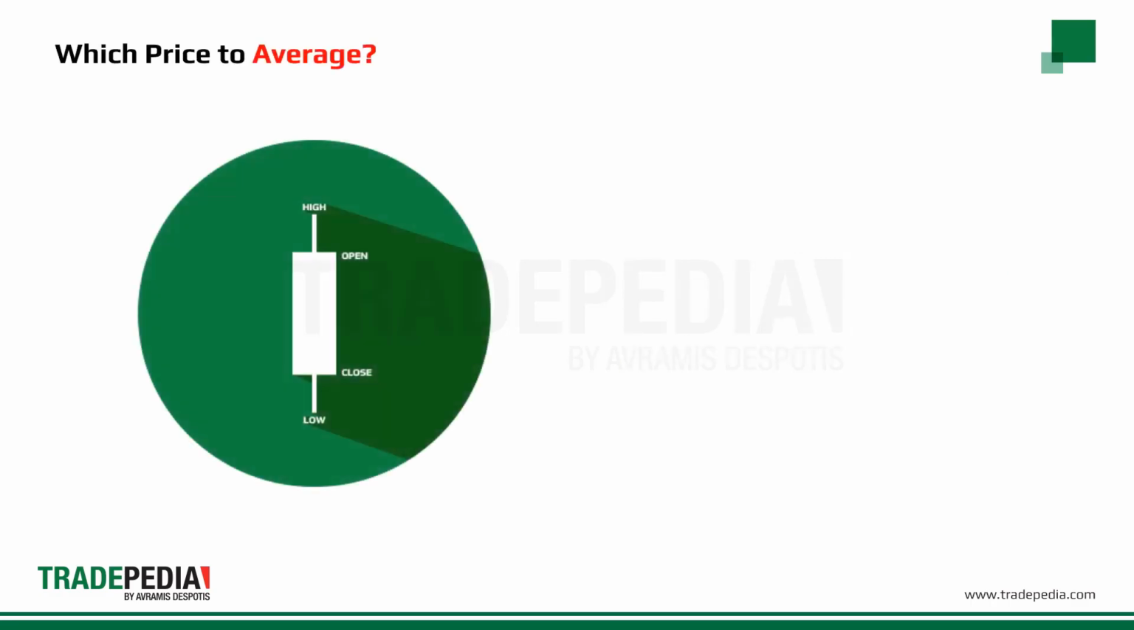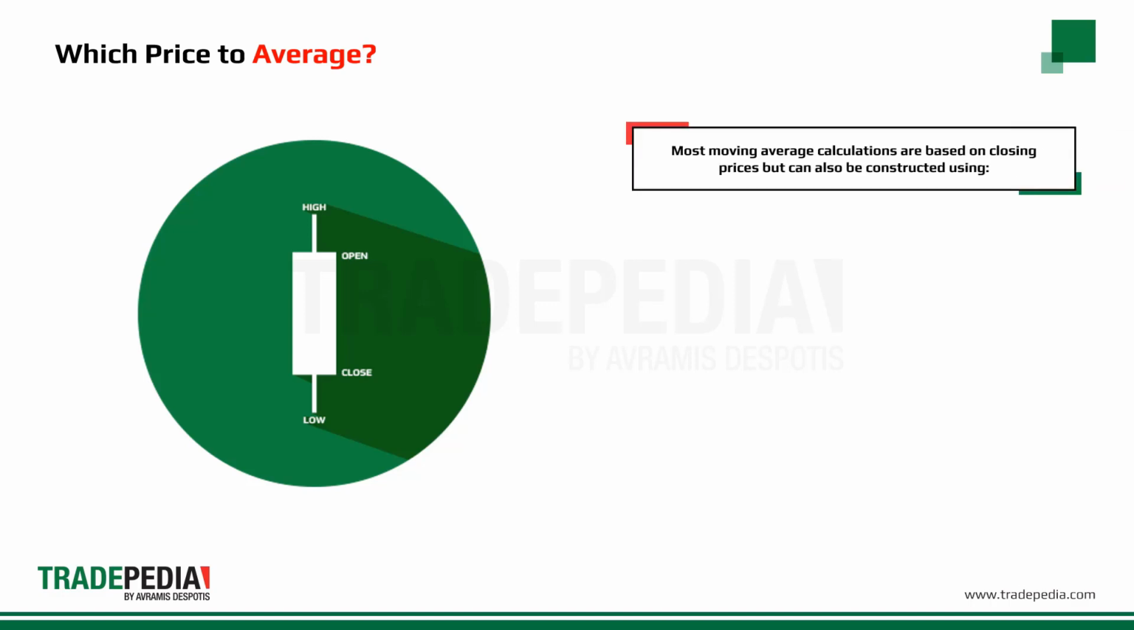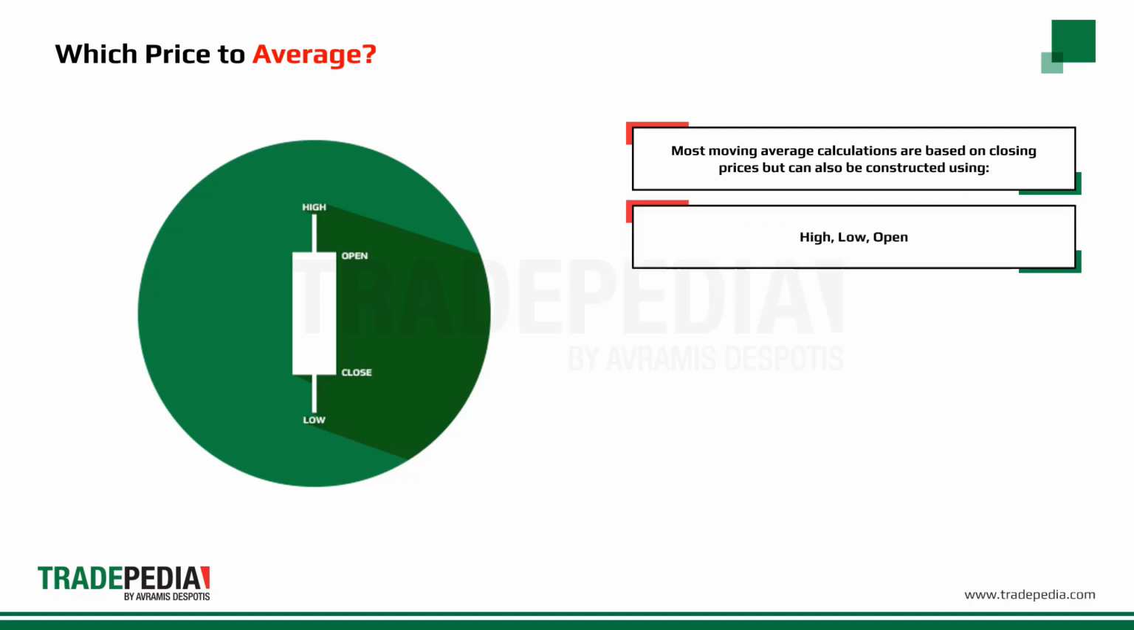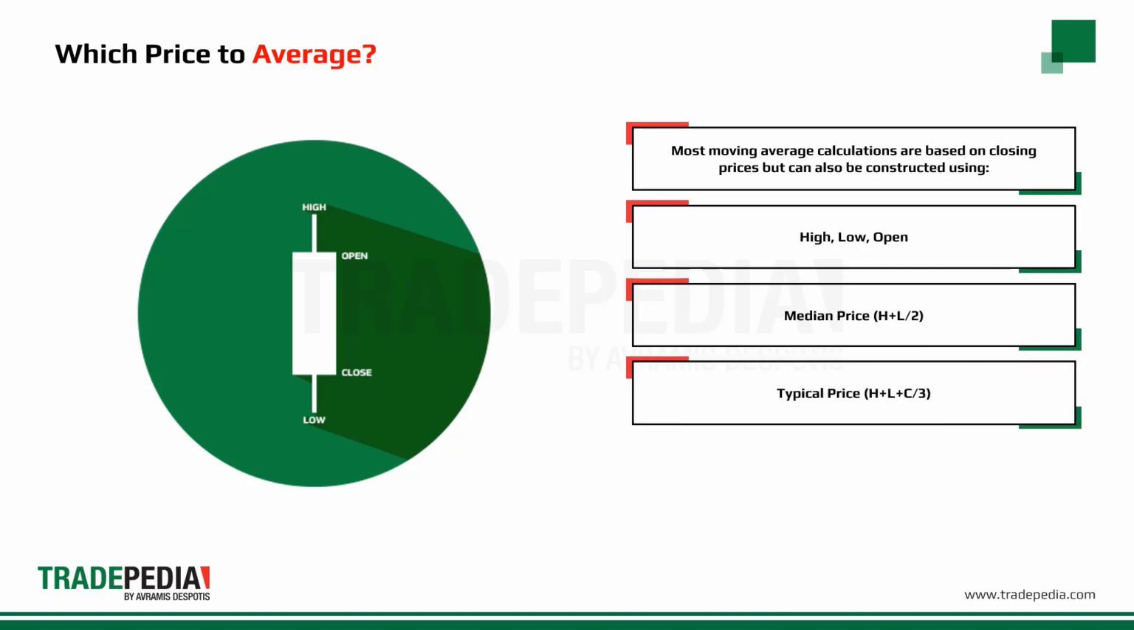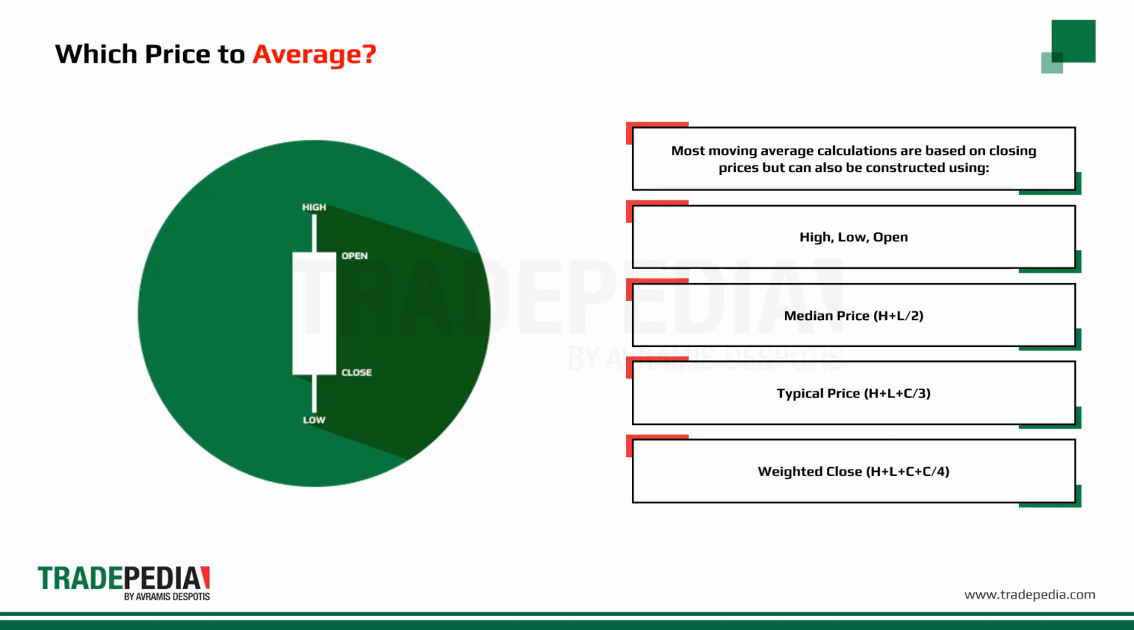Another thing to consider is which price to average. Since the closing price is considered to be the most important price by the majority of market participants, most moving average calculations are based on closing prices, but can also be constructed using the high of the period, the low, the open, or even the median price, which is high plus low over 2. The typical price, which is high plus low plus close over 3, or the weighted close price.